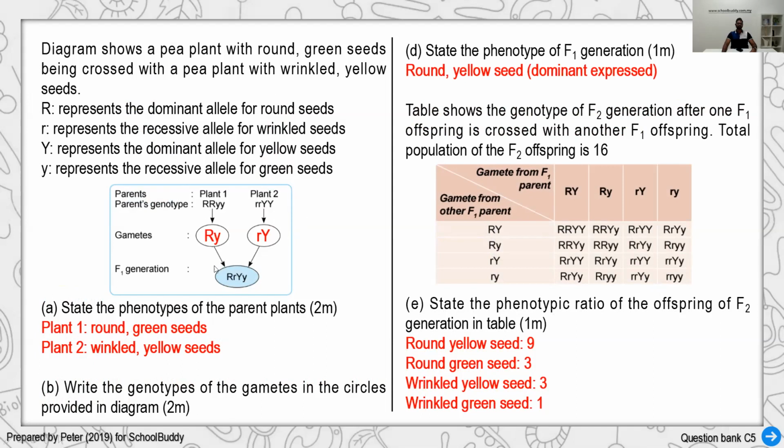And the later question is to complete this. We know that both are the same in the sense of this double R, double Y. So please take one of it to write the gamete out. If it's the same, please write only one. If it's different, then you have to list all the combinations. State the phenotype of the first generation. This basically asks you to just interpret this. So it's obviously round because of the capital R, and the capital Y stands for yellow. So in this case, it's going to be round and yellow, dominantly expressed.